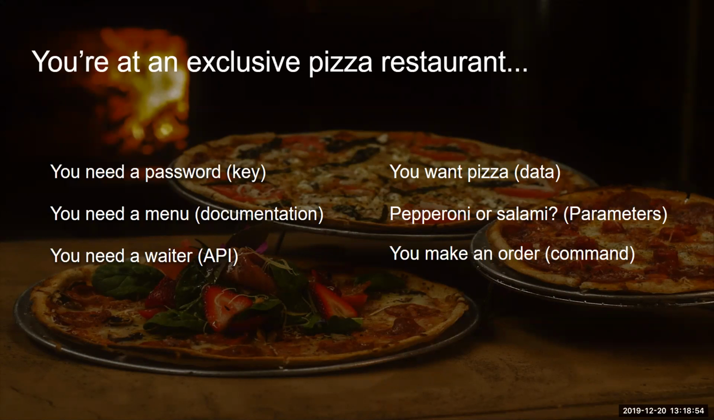So that's essentially all that's happening here with an API. You need a key to get access to it, but you read the documentation, decide on what your order is, and then you send your order to the chef, and then the chef will give you something back. The chef will give you the data back, the pizza back. Interchangeable here.